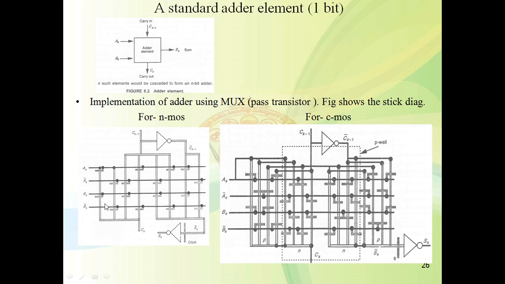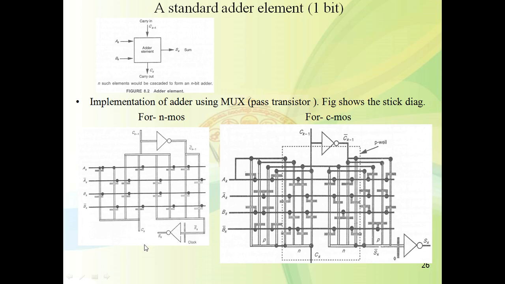Now here it is shown: these are the previous carry ck minus 1 and current carry, that is ck. ak is one operand, so ak bar is the complement of ak, bk bar is the complement of bk, and so this is carry ck and this is sk, the sum. Okay, now we will discuss the NMOS implementation.